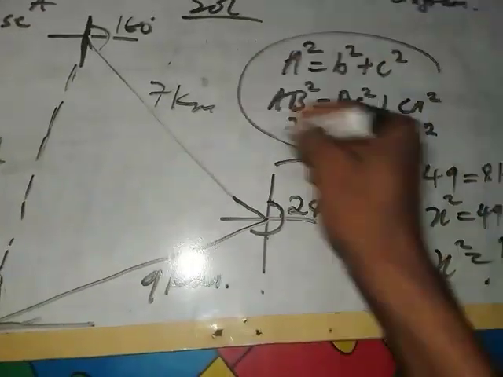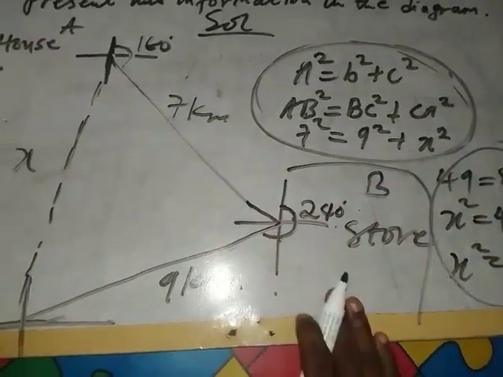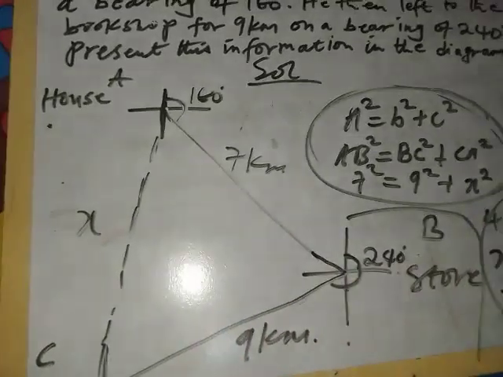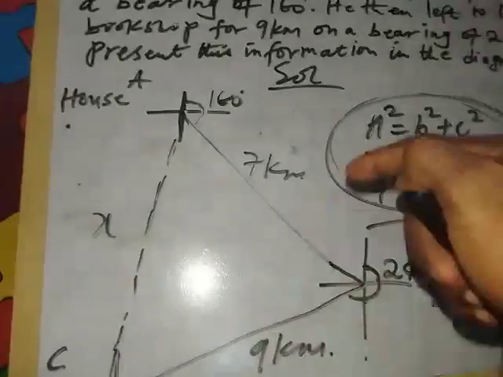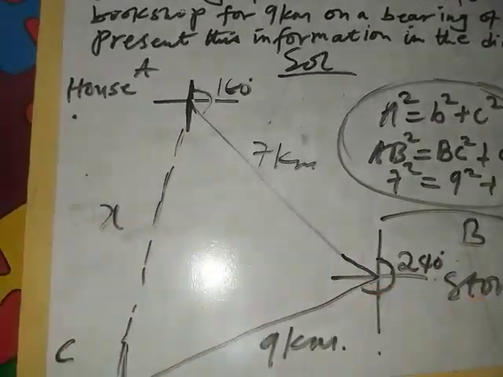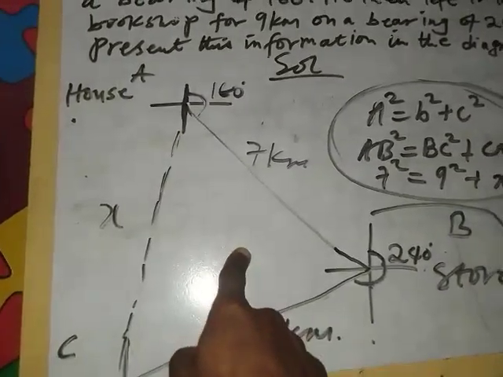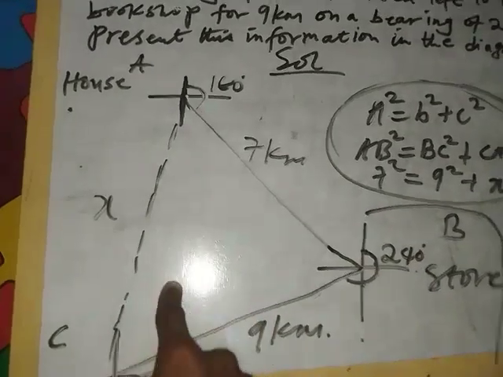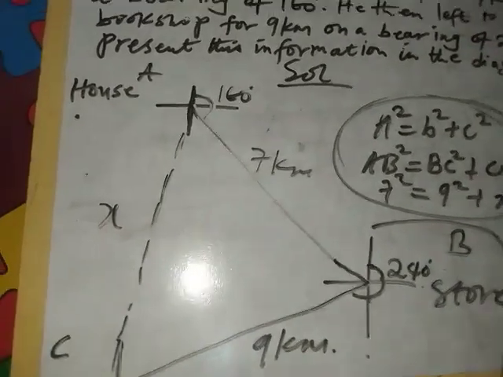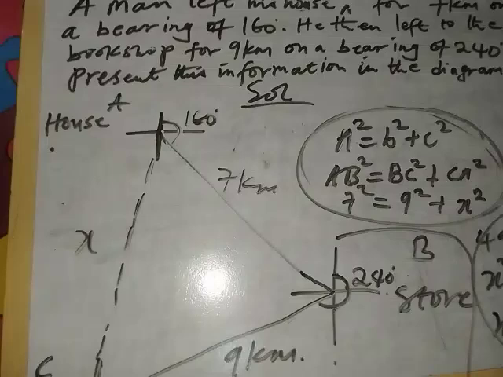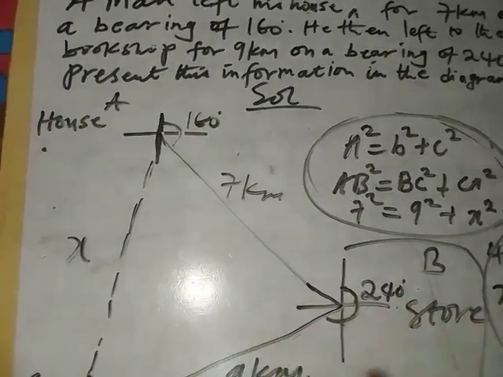This question is not part of this solution. I'm just showing you that they may ask you to present information in a diagram, and you can use the same diagram to find other things like finding the angle or the side of the diagram given. Are you getting me now? Remember that this is a triangle. So you may be asked to find the other angle or the other side. It's very simple. Representing bearings in a diagram is very important, and you need to know it. So that is how to represent that in a diagram.